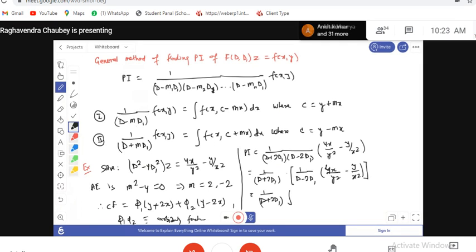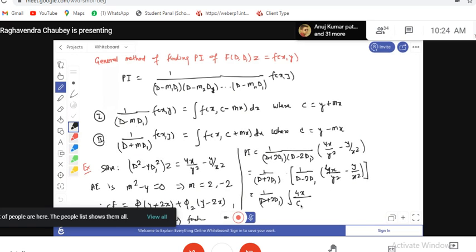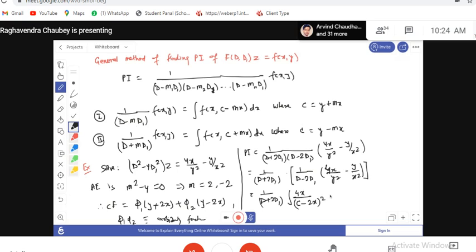Here we simply change this y as c minus mx. So here we can write 4x, and this y is c minus m, where m is 2, so c minus 2x. So we can write this as c minus 2x minus c minus 2x square, and you have to integrate that function.